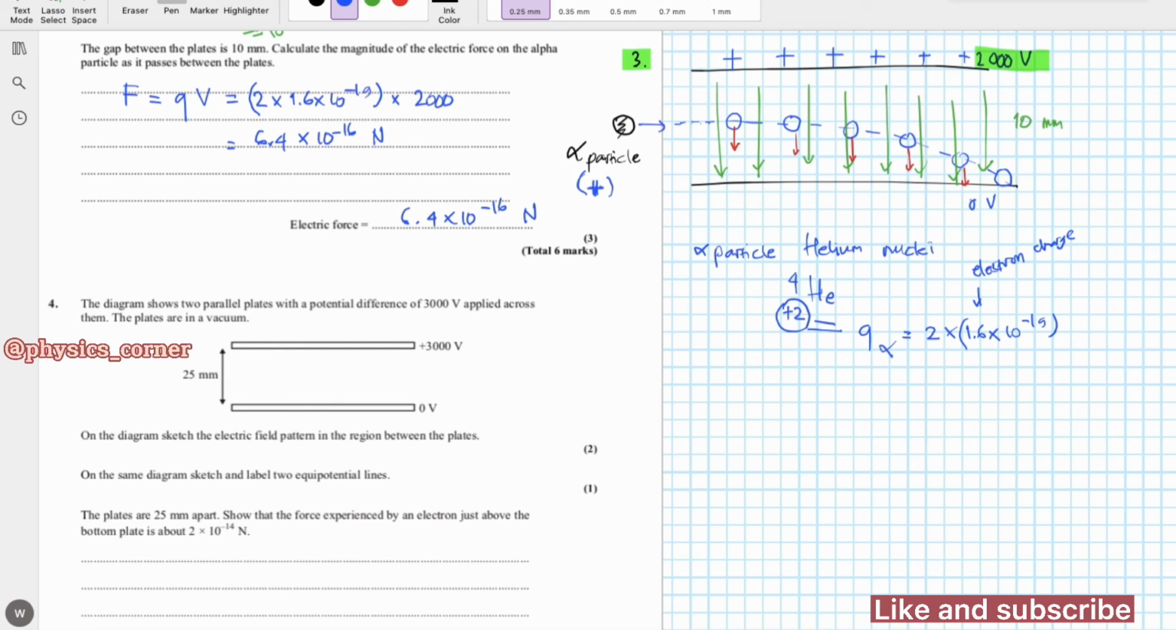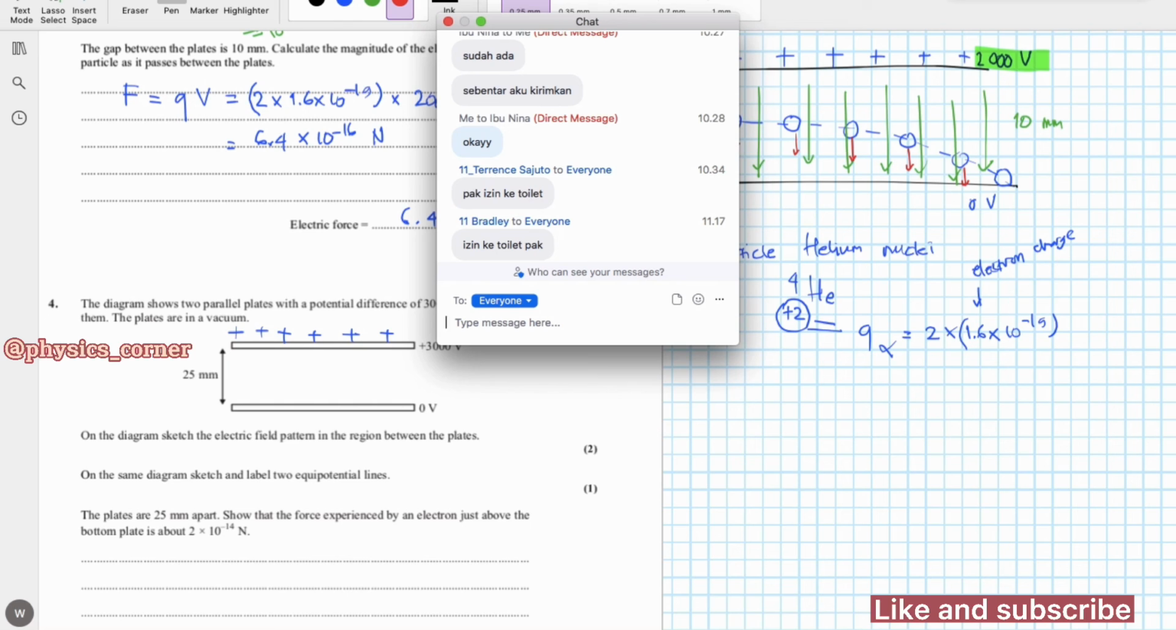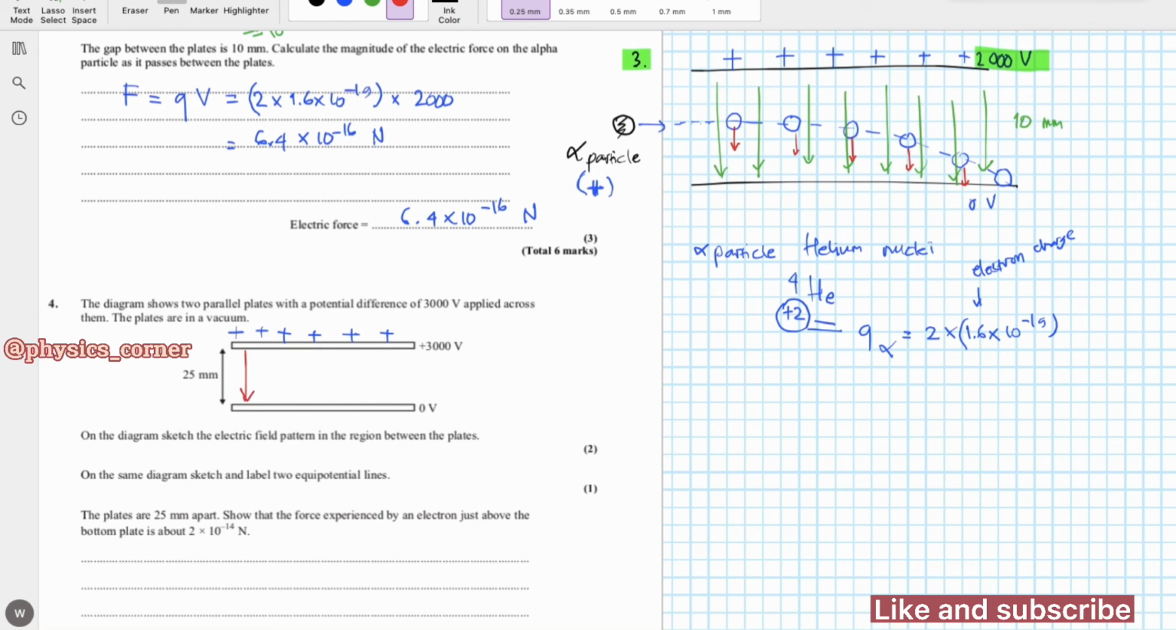The diagram shows parallel plates with a potential difference of 3000 volt applied across them. The plates are in a vacuum. We have 3000 volt, the distance between the two plates is 25 millimeter, and this is zero. On the diagram, sketch the electric field pattern in the region between the plates. We draw it because this is the positive sign, and this is zero, there is no charge. So the electric field comes from the positive. Done.